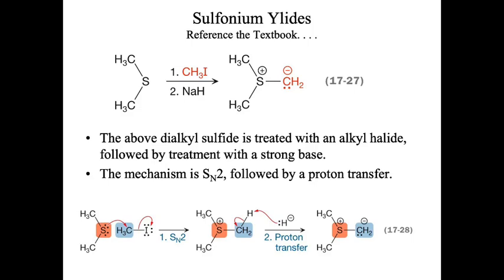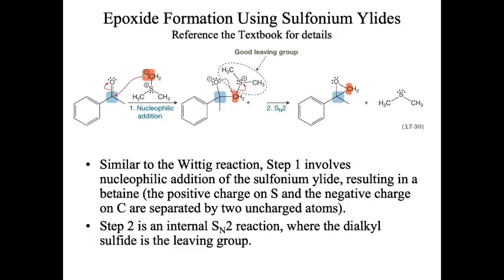We can take DMS, react it with methyl iodide, and then a strong base. That gets us our sulfonium ylid as opposed to a phosphorus ylid. Now that negative carbon can react with carbonyls, and we do a slightly different reaction. We end with epoxides. Why do we end with epoxides? Because of the charges of the individual pieces, and the chemistry changes around a little bit. So don't stress a whole lot about it.